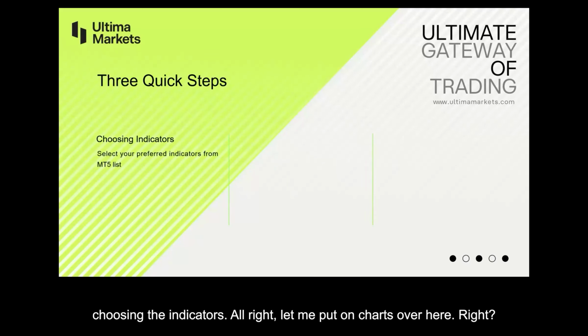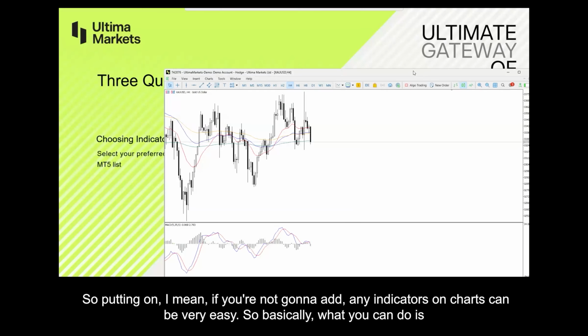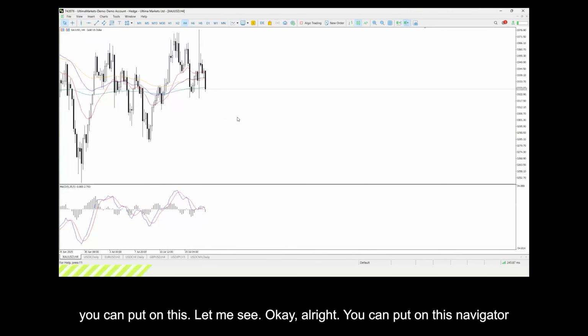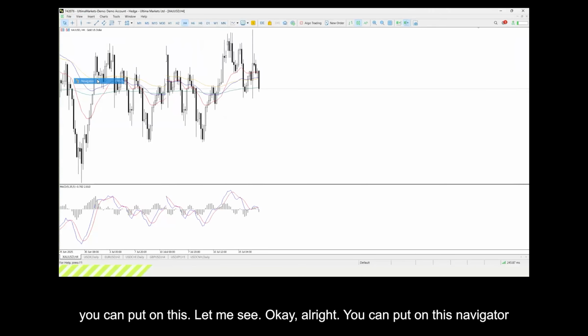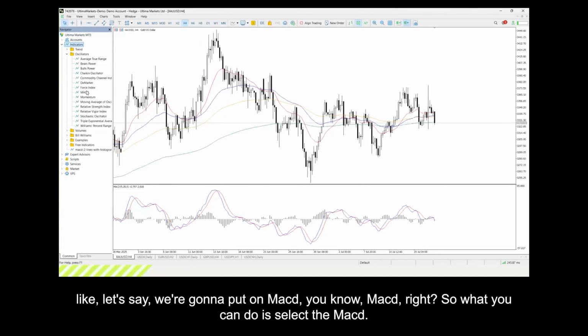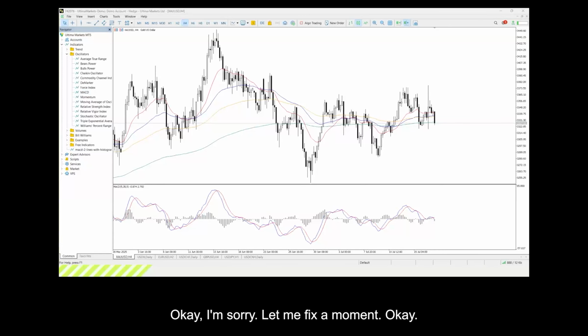So all right, let me put on the charts over here. All right, if you're going to add indicators on the charts, it can be very easy. So basically what you can do is put on the navigator, all right? And then you can come on here to look for all the indicators, okay? Like for example, in this case, let's say we're going to put on MACD. So what you can do is select the MACD, okay?